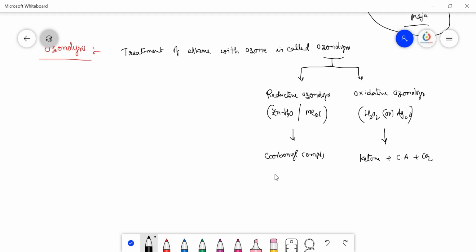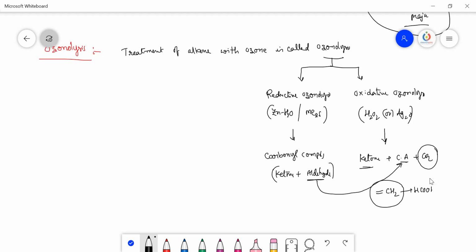In the case of reductive ozonolysis, we get the ketone along with the aldehyde based on the type of molecule. So carbonyl compounds, meaning ketones and aldehydes, are possible. But in oxidative ozonolysis, aldehyde will not be formed. Ketone will be formed. The reason is, the moment aldehyde is formed, it will be oxidized to the carboxylic acid. So we get the ketone molecules and the carboxylic acid, and where we get CO2 from: if any group is CH2 like this, it will be converted to formic acid. That formic acid finally will be oxidized to carbon dioxide. So that is called oxidative ozonolysis.